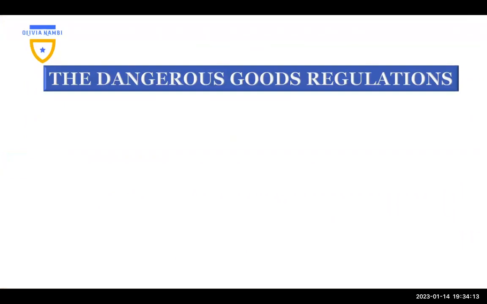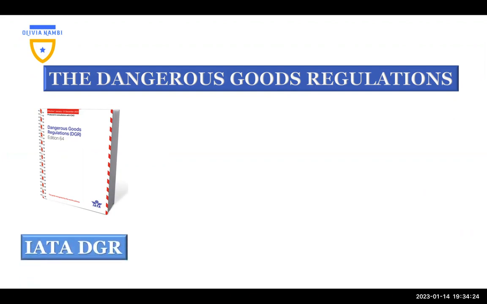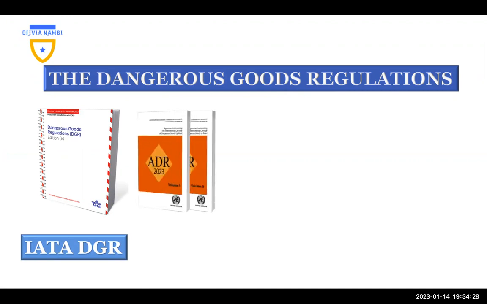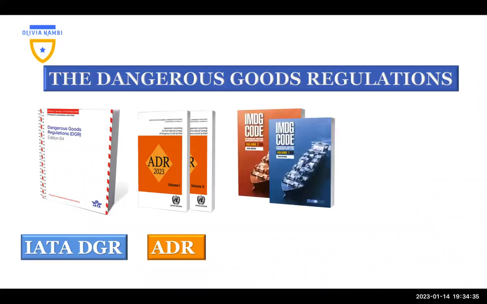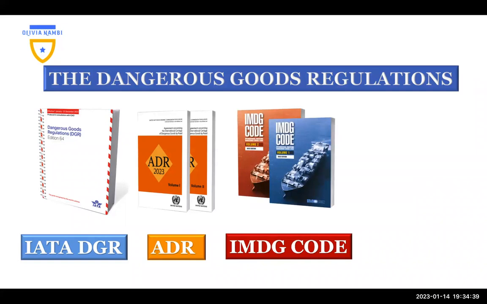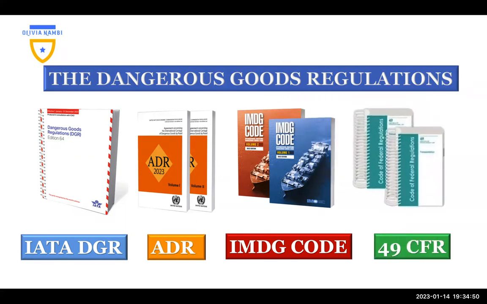Let us look at the dangerous goods regulations, just a reminder to see which regulations apply to which mode of transportation. For air transport, we have the IATA Dangerous Goods Regulations. For road transport, we have the ADR. It comes in 2 volumes, volume 1 and volume 2. For sea transport, we have the IMDG Code, which is published in 2 volumes, volume 1 and volume 2, plus the code supplement. The 49 CFR represents the national legislation, and in this case, it is for the United States. We also have the ADN, which is the regulations for transporting dangerous goods by rail.